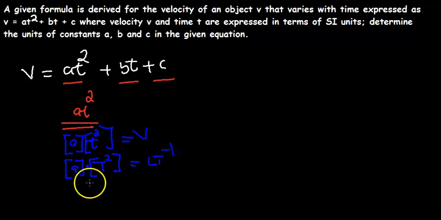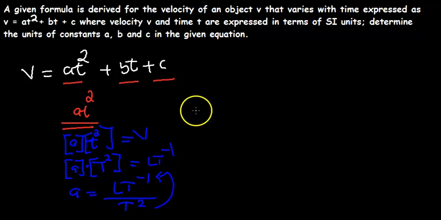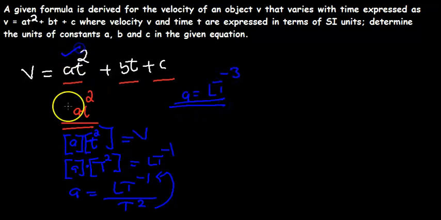So for us to find the dimension for A, we divide LT minus 1 by T to the power of 2. Remember, this is 2. When it comes here, it comes with a negative, and this is going to change from 1. 1 plus 2 is going to be 3. Therefore, our A is simply going to be LT minus 3. And this is for the first term.